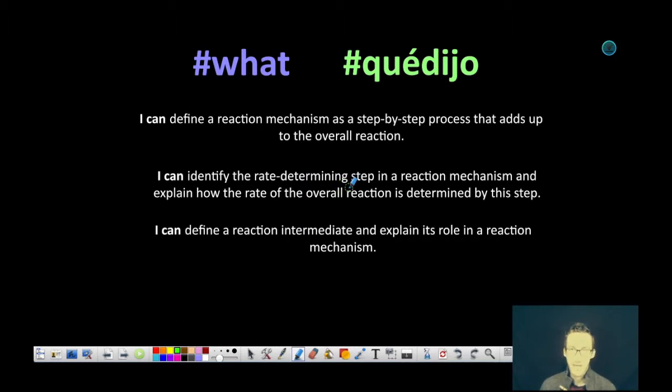There's a lot of new vocabulary we're going to be talking about here, but we're going to look at how we can define what's called a reaction mechanism, which is essentially a step-by-step process.